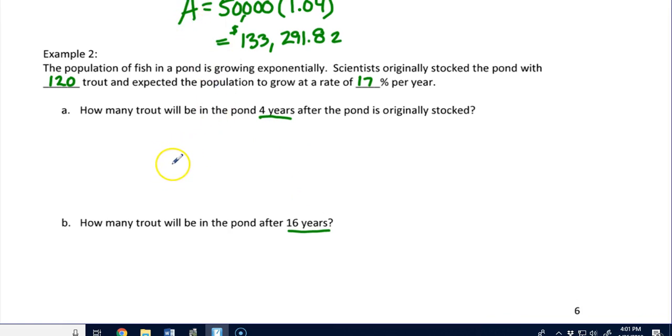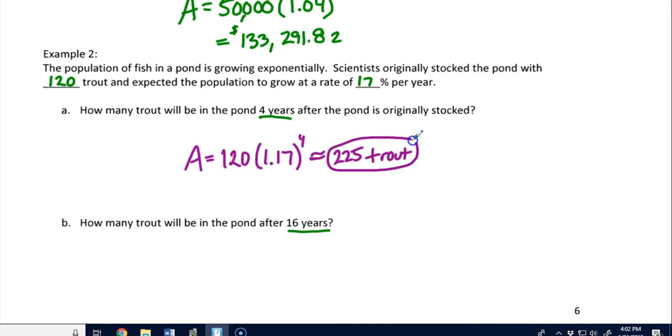Okay, so hopefully you did this. You found that in 4 years, we got our initial amount, 120, our rate, so 1.17 to the 4th power. Now we can't have a decimal amount of trout, so it's going to be about 225 trout. Trout's one of those weird words that when we pluralize, we do not actually put an S on the end. It's just trout, right?